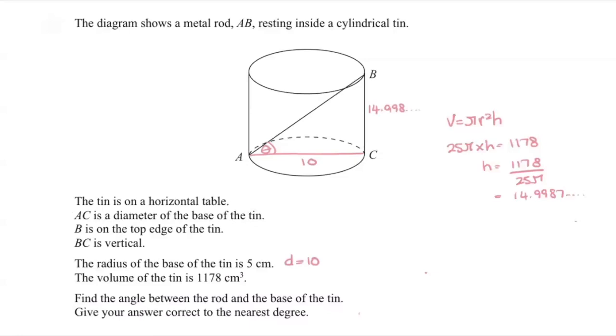Now I've got SOH CAH TOA on my hands. I can see I have the opposite and the adjacent. So I've got tan theta equaling 14.998 divided by 10. If I want to know what the angle equals, I need to get it on its own. Tan will move across, land as its inverse, which is tan minus 1. And we've got 1.4998 going in with that to give 56.3 degrees as our final answer. So a nice little 3D trig there.